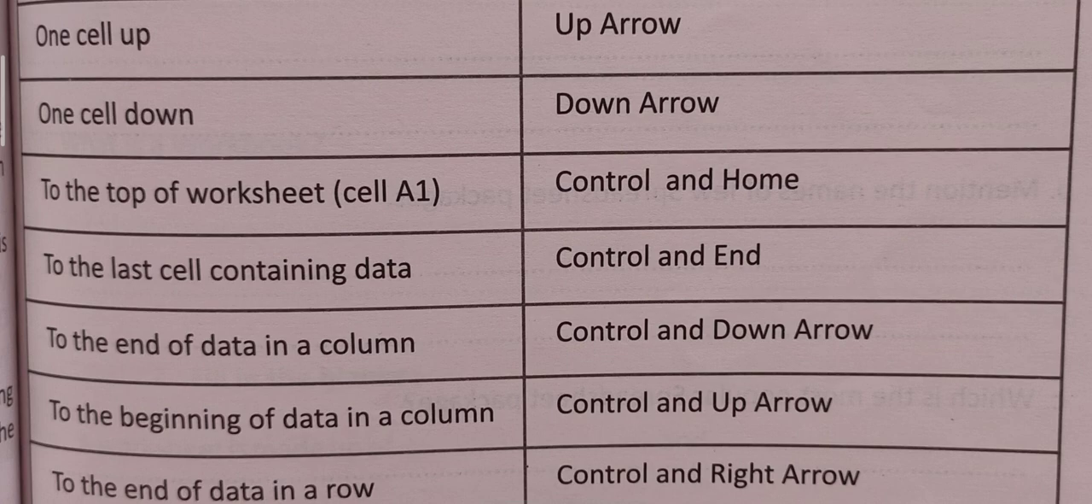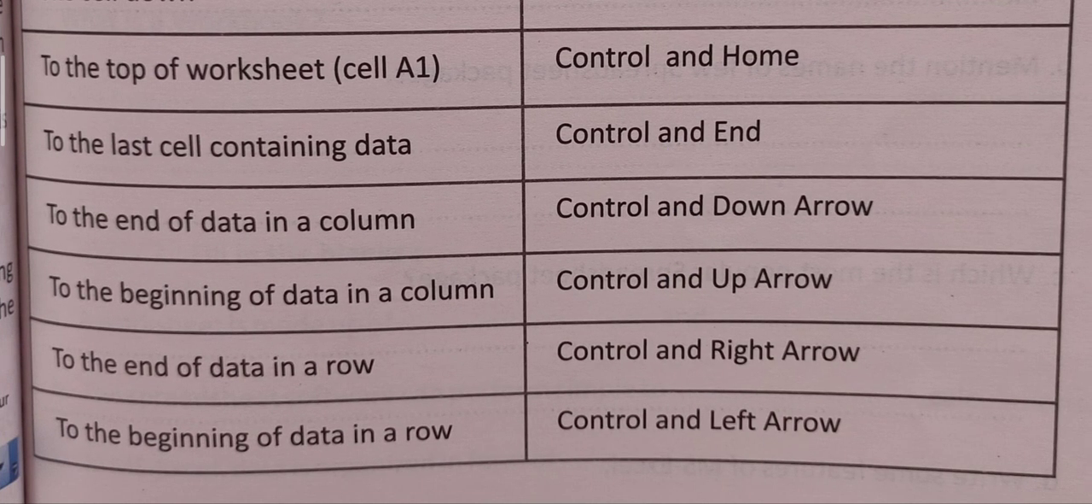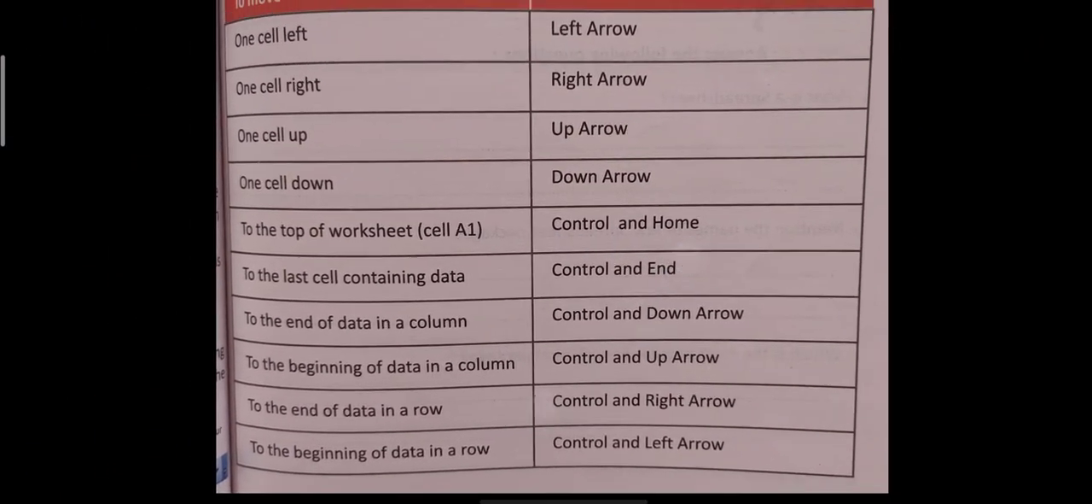To the last cell containing data, means the last cell of your worksheet, Control and End. To the end of the data in a column, the column where you have entered data, press Control and down arrow. Similarly, to the beginning of data in a column, Control and up arrow. To the end of the data in a row, now see, the difference is there it was the column, here it is the row, you press Control and right arrow, and similarly to the beginning of data in a row, Control and left arrow. I hope this is understood, all of you.